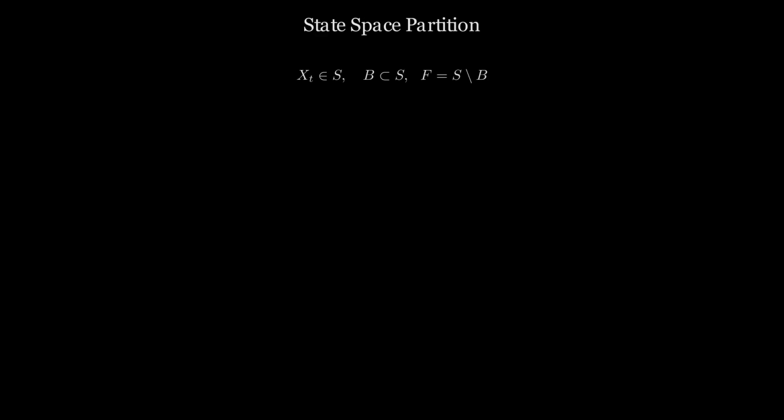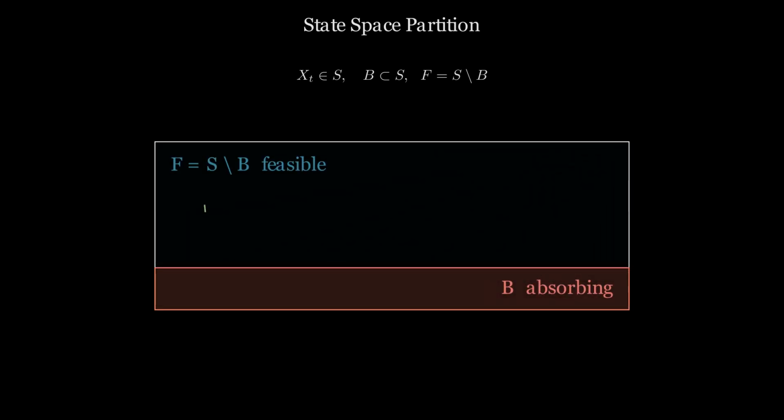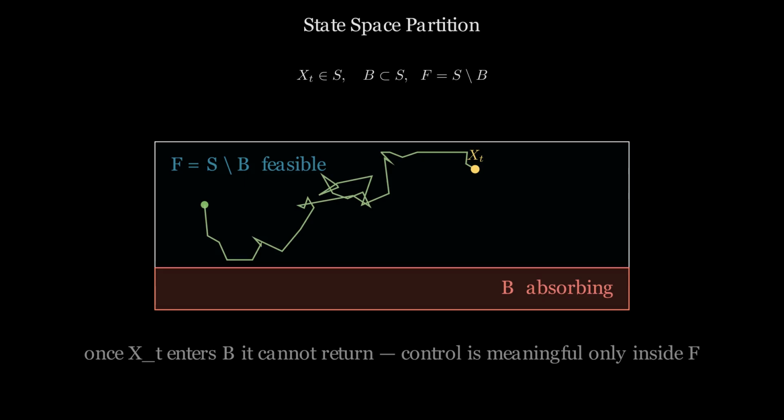The state space of a controlled system is partitioned into the feasible set and the absorbing set. The feasible set is the region where the system is live. Transitions occur, control is applicable, and trajectory behavior is determined by the transition kernel. The absorbing set is the failure boundary. Once entered, no further transitions occur and all control authority is lost. The stopping time is the first hitting time of the absorbing set. It marks the irreversible transition from feasible to absorbed.